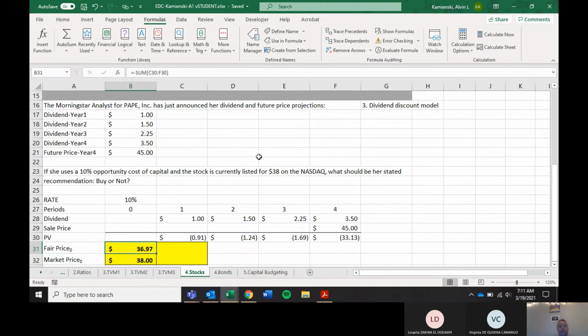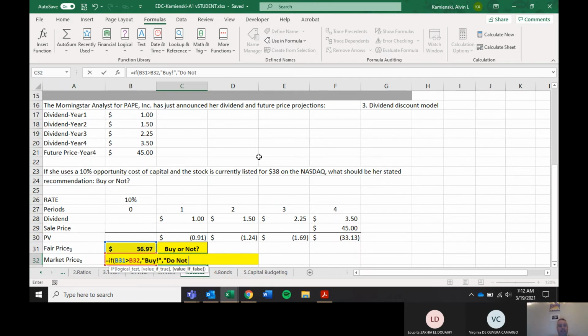So according to you, at $36.97, this thing is overpriced. So right now, again, we could ask, should you buy it or not? If the fair price is greater than the market price, then buy. If not, do not buy.